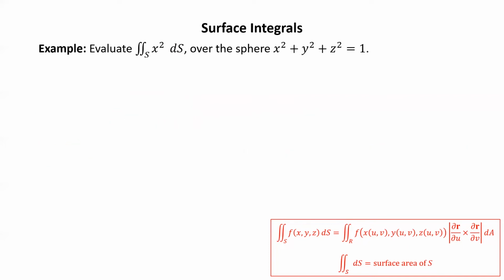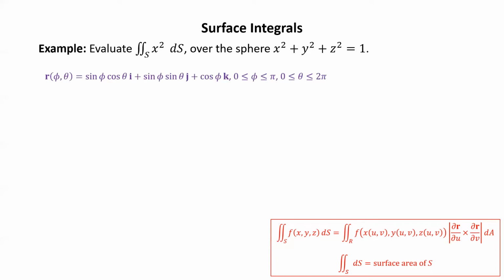Let's do another example. This one is a surface integral that does not represent a surface area. Go ahead and pause the video, try this yourself, and then resume the video to check your answer with mine. Evaluate the surface integral over S of x squared ds over the sphere x squared plus y squared plus z squared equals 1.